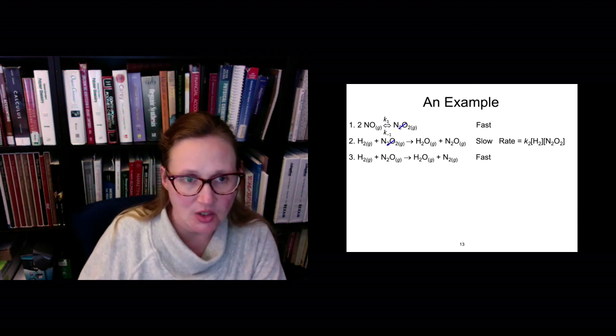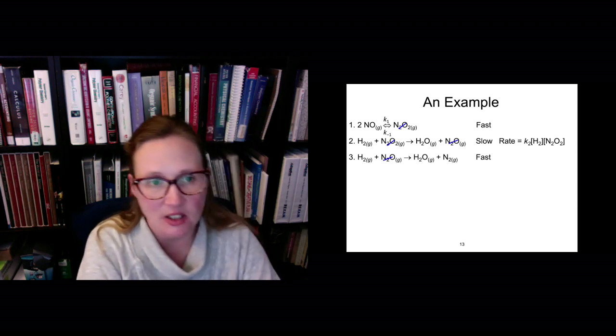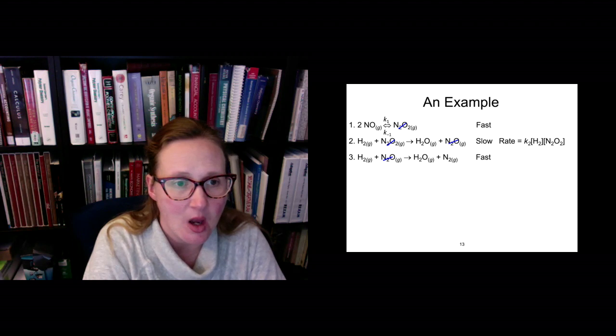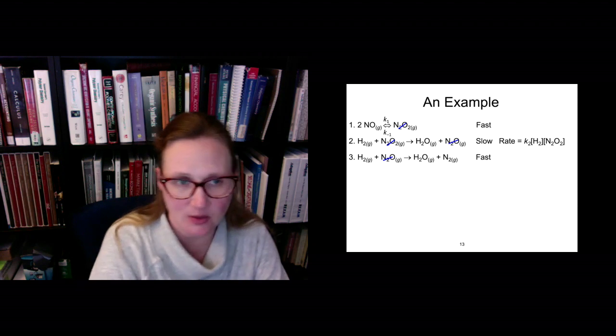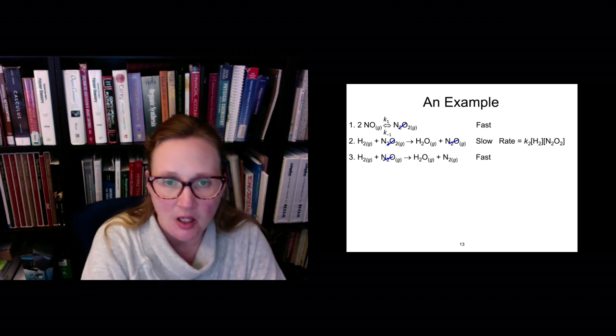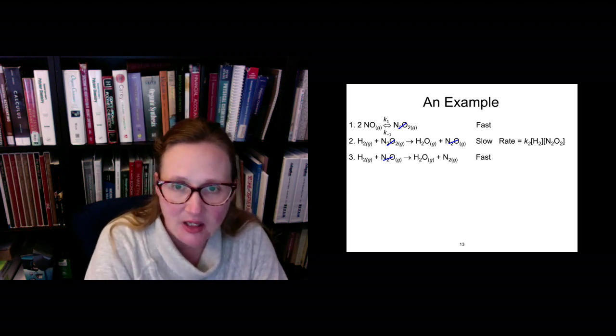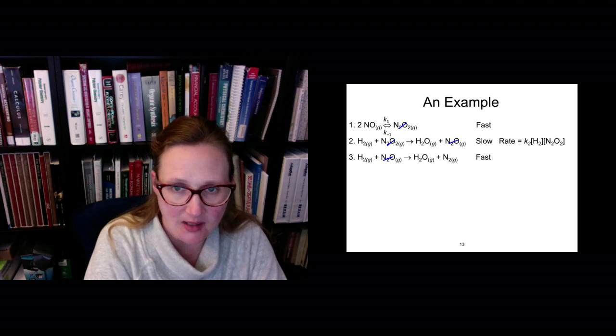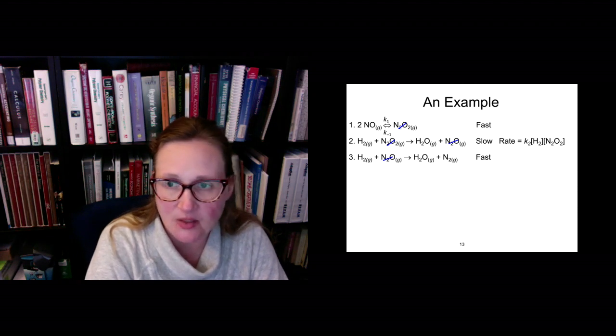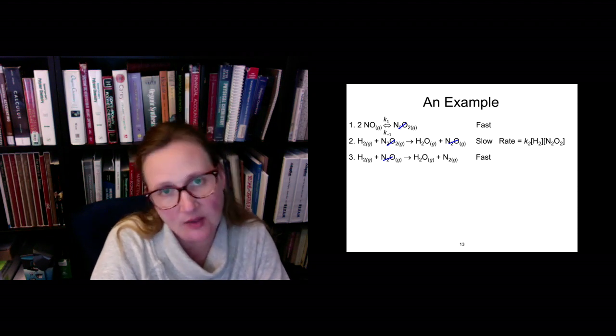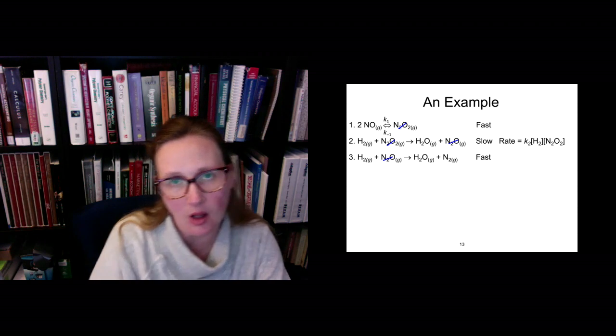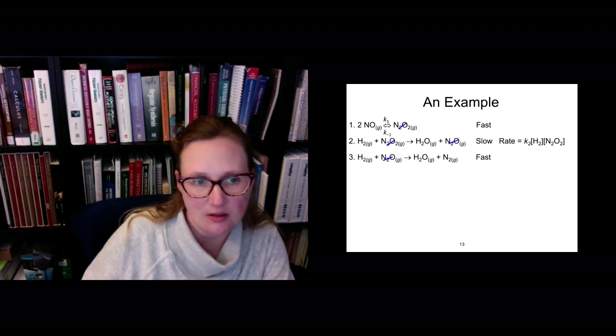So what we need to do is identify the intermediates here. Our intermediates are N2O2 and N2O. So we have 2 intermediates here. We can't take the rate determining step as the rate law here because we have an intermediate. So we have to determine what the overall rate law is.